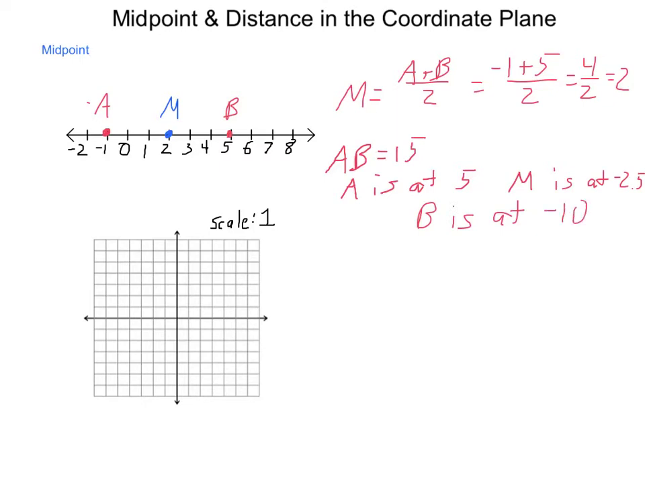So we can take these ideas from a one-dimensional system and put them out into a two. Let's place on our grid here, with the scale of 1, A at -2, 5, and B at 3, -1.